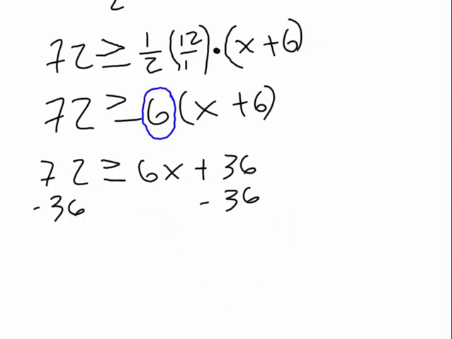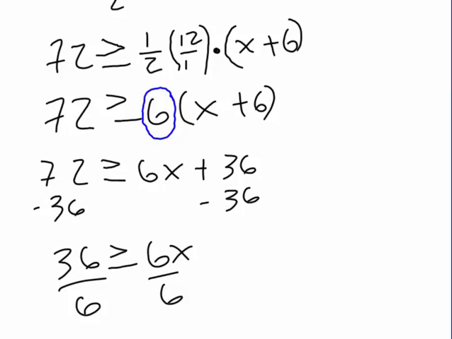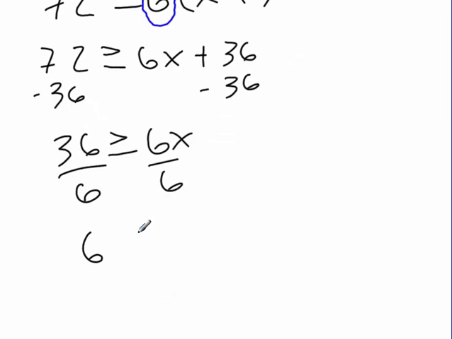I'm going to take 36 away from both sides. 72 minus 36. Is it really 36? There we go. That's one way of figuring that out. All right, so this one I got. 36 divided by 6 is 6. Nailed it.